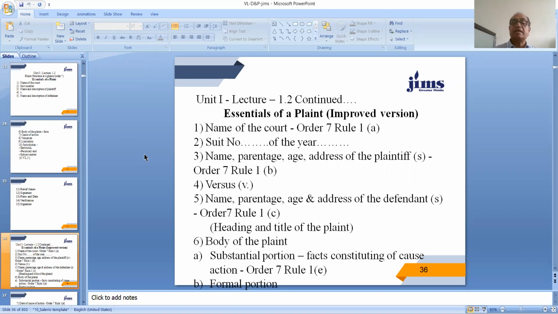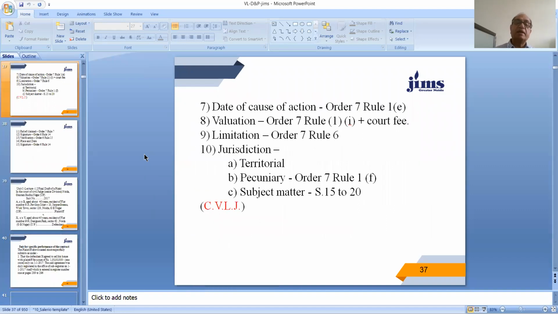Then comes name, parentage, age, address of the plaintiff or plaintiffs according to Order 7 Rule 1. Then versus, name, parentage, age and address of the defendant according to Order 7 Rule 1 Clause C. Then comes the heading and title of the plaint. In our case, the heading will be suit for specific performance of the contract. Then comes the body of the plaint, where you write down the main facts of the case, and the body contains 2 portions. A, the substantial portion, the facts constituting and giving you cause of action, and then the formal portion of the plaint comes, where the compulsory paragraphs are to be written in the plaint.